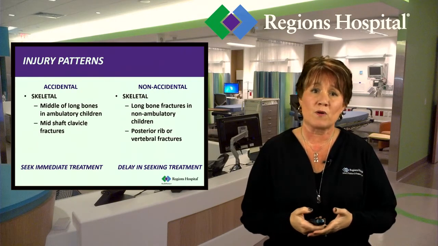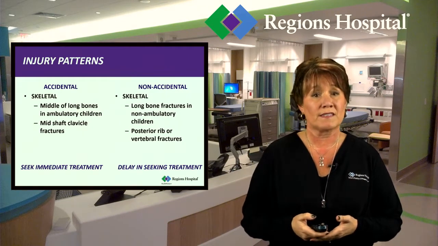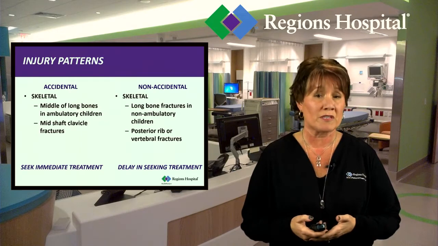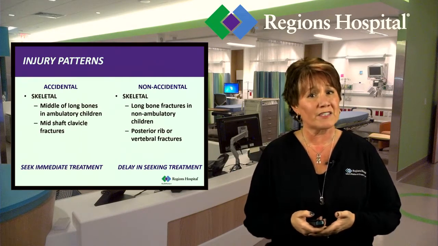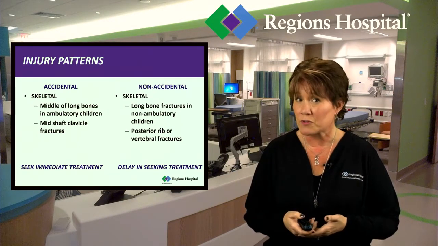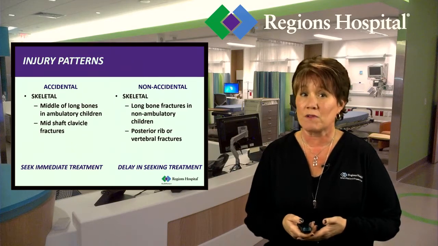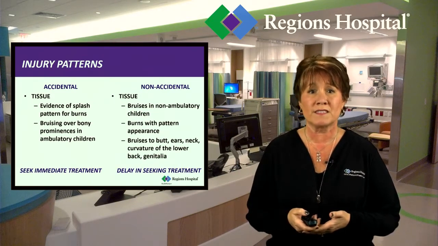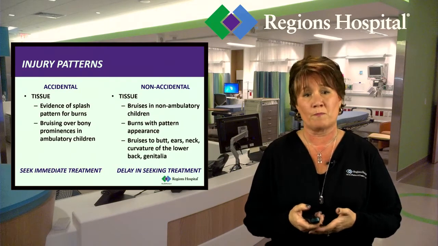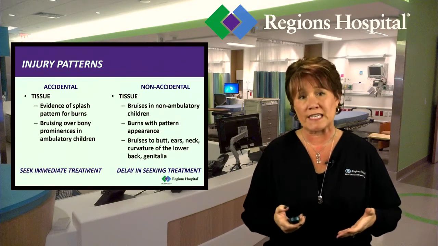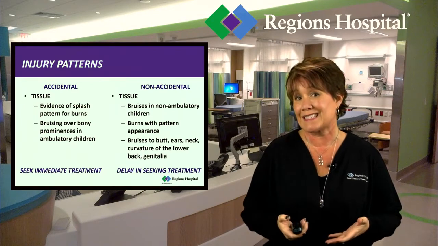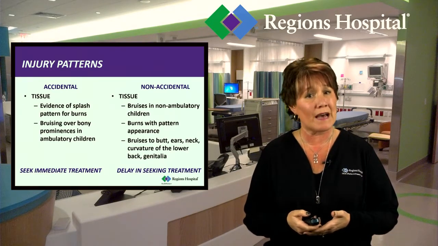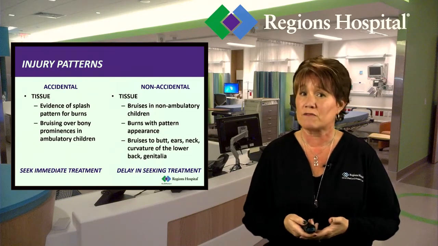When kids break their bones, they break the middle of their bones. Typically, they'll have a mid-shaft clavicle fracture or a humerus fracture. Long bone fractures in children that are non-ambulatory should raise red flags, as well as any type of rib fracture. When it comes to tissue, bruising over the bony prominence of your children, their knees, their elbows, and their foreheads is expected. But if there's a delay in seeking treatment and bruises in non-ambulatory children, this should raise red flags.